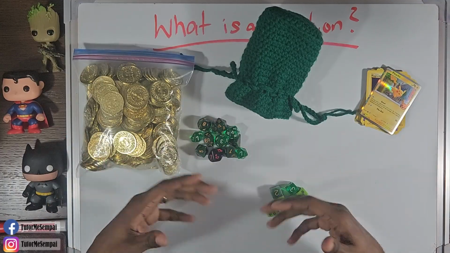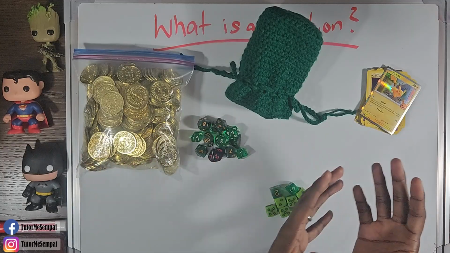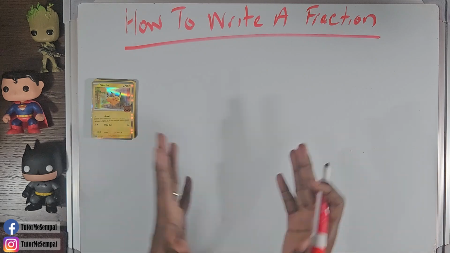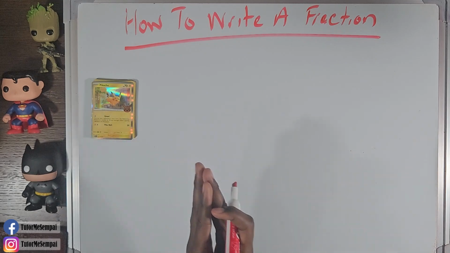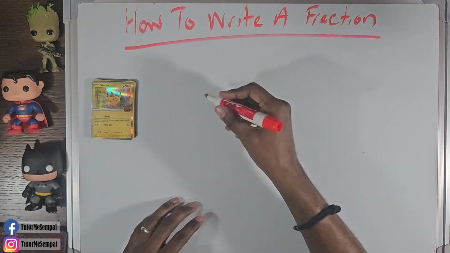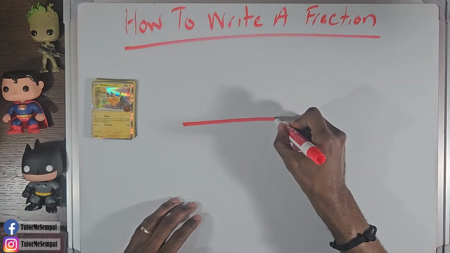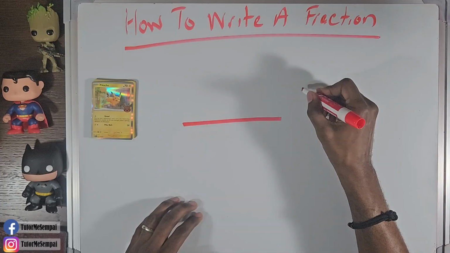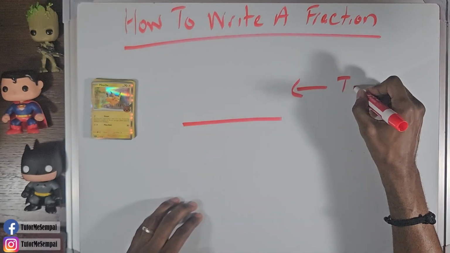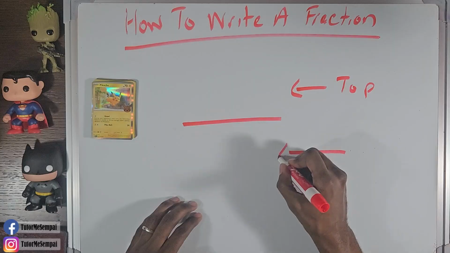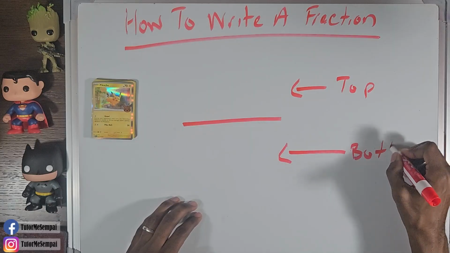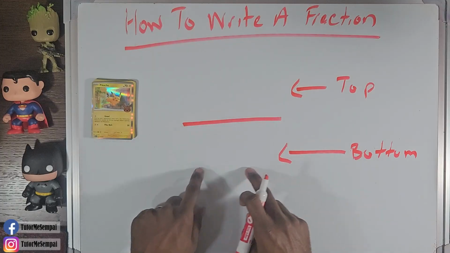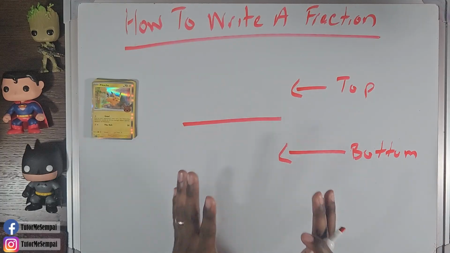So now that we've talked about this concept of what is a fraction, let's talk about how to write a fraction. Now, writing a fraction will be very simple. It's broken up into three parts. So the first thing you'll notice is you have a bar. Now this bar is pretty important because it separates your top from your bottom. You have a top, a bar, and a bottom. Three parts of your fraction.